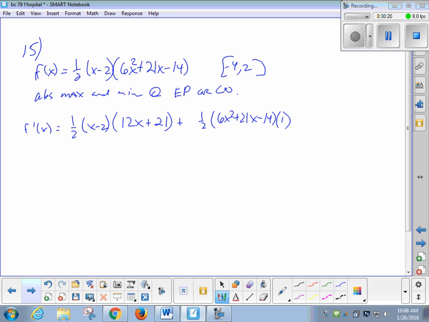Yeah, it's not awesome. There's no common factor there. I don't know what I was thinking. The 1/2 would affect the shape of the derivative, but I'm looking for 0. So I'm going to divide out 1/2, or multiply by 2, to dump that and distribute. I'd have something like 12x squared plus 21x minus 24x minus 42 plus 6x squared plus 21x minus 14.